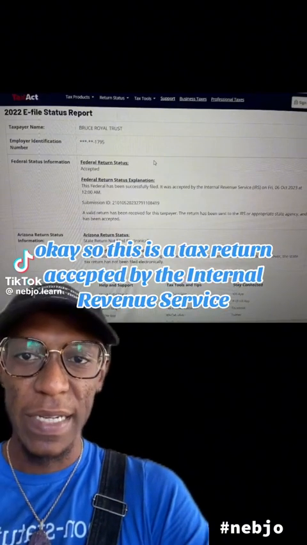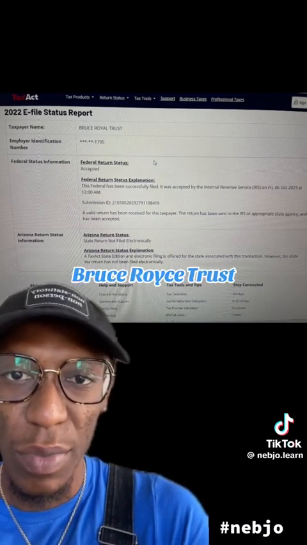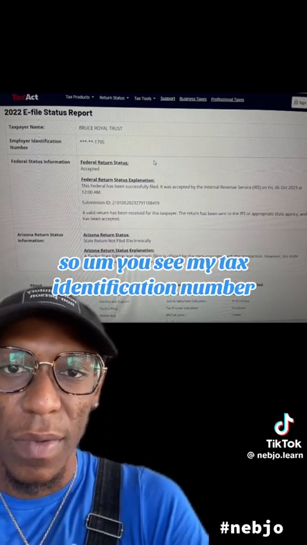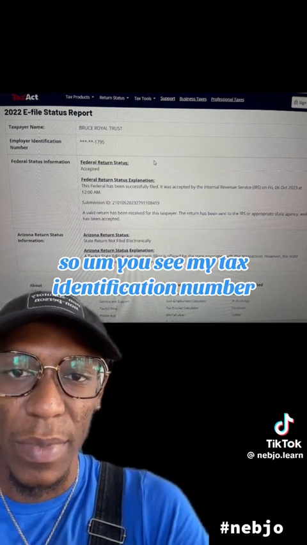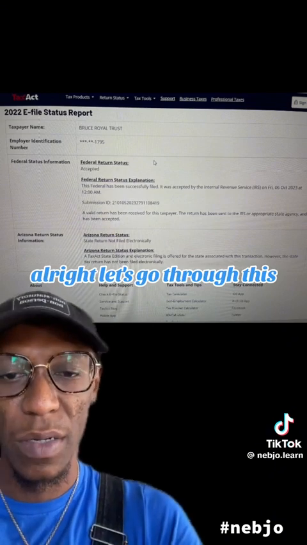Okay, so this is a tax return accepted by the Internal Revenue Service. You can see it says Bruce Royal Trust. My Facebook at one point in time was called Bruce Royal Trust. So you see my tax identification number, and you see that it's accepted right there in the middle. All right, let's go through this.